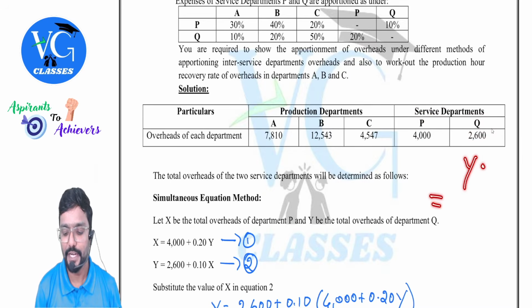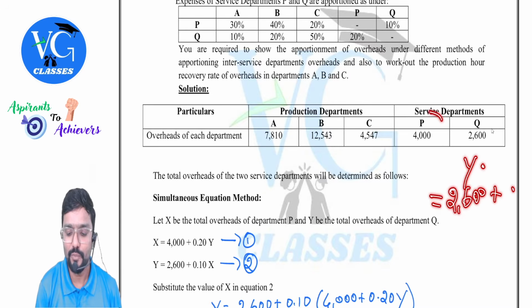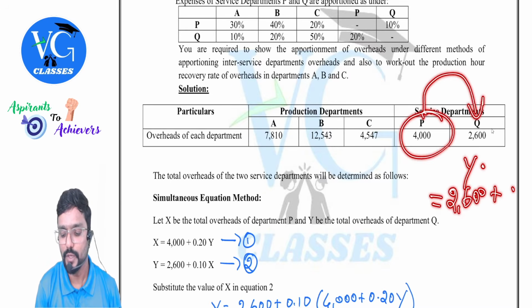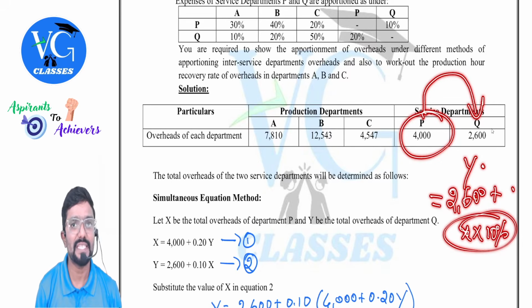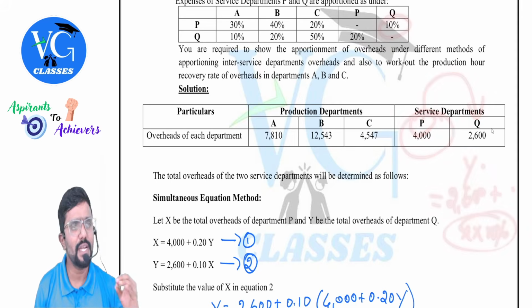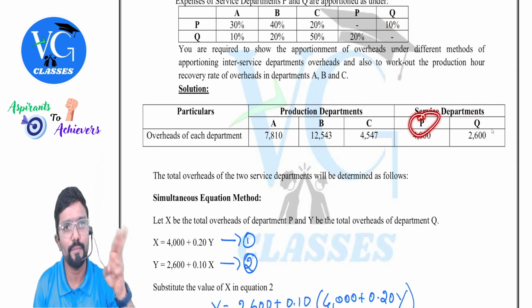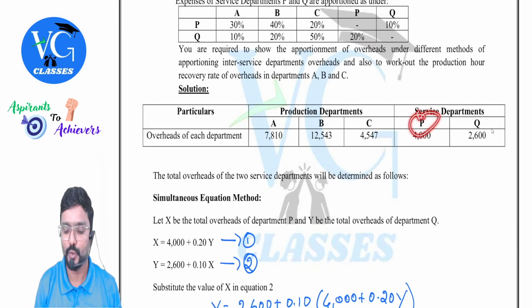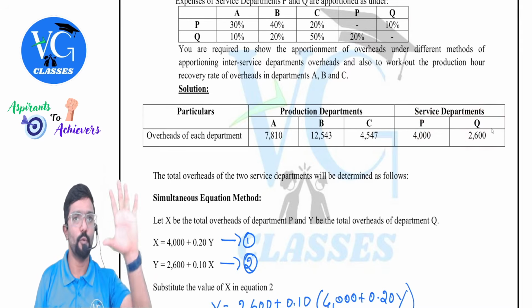But numerically, it should be 2,600 plus how much P is giving services to Q? X into 10%. It has to go to them. X into 10%. What is X, sir? Total cost of Department P. They are giving how much services to Q? 10%. So whatever is the total cost of P, 10% of that has to go to whom? To Department Q. Hope you understood.